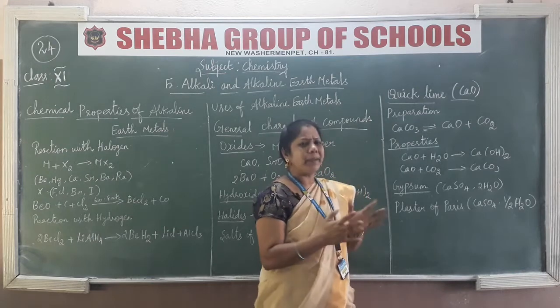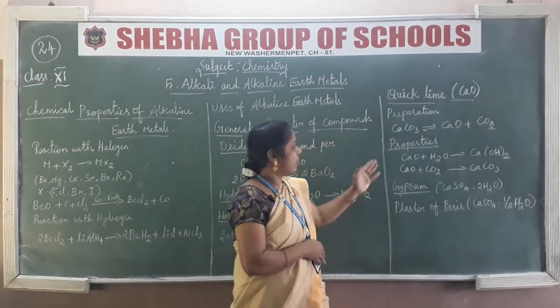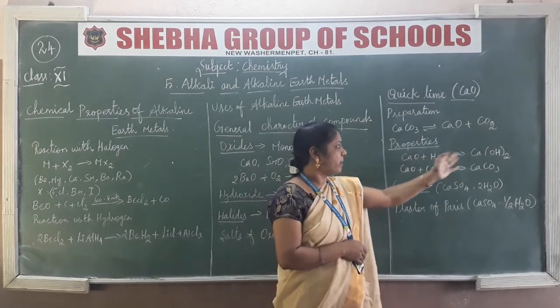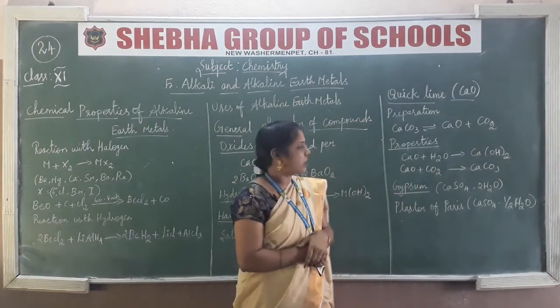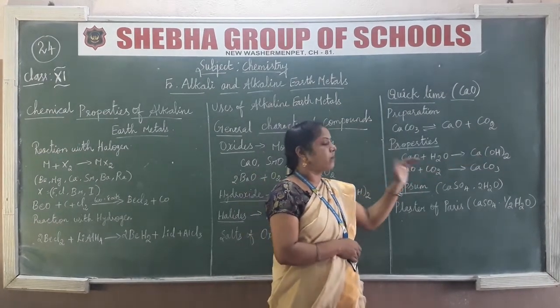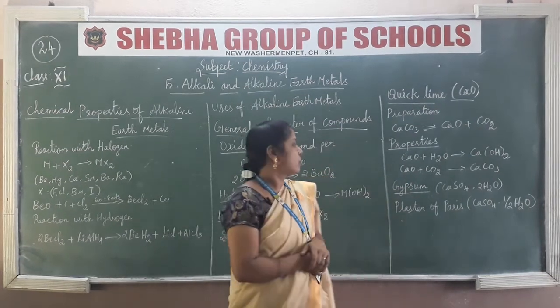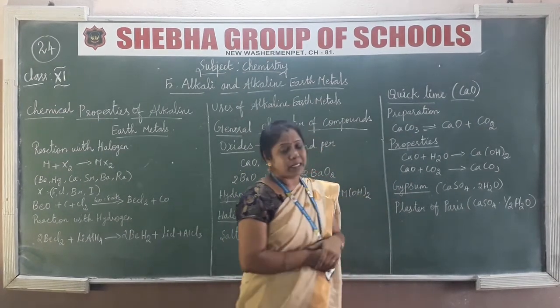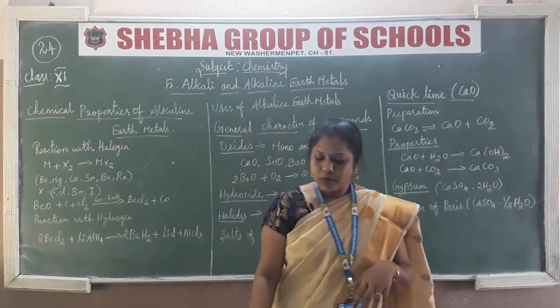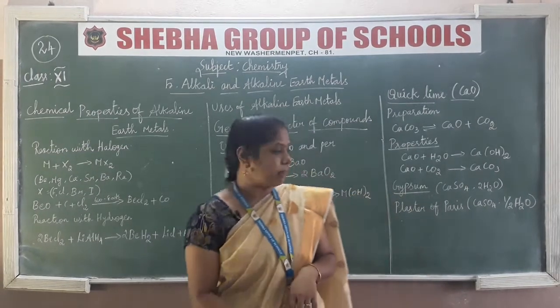What are the properties of quicklime? Calcium oxide reacts with water and we get calcium hydroxide, and calcium oxide reacts with carbon dioxide and we get calcium carbonate. So these are all the main properties. Now let's go to the next concept, gypsum.